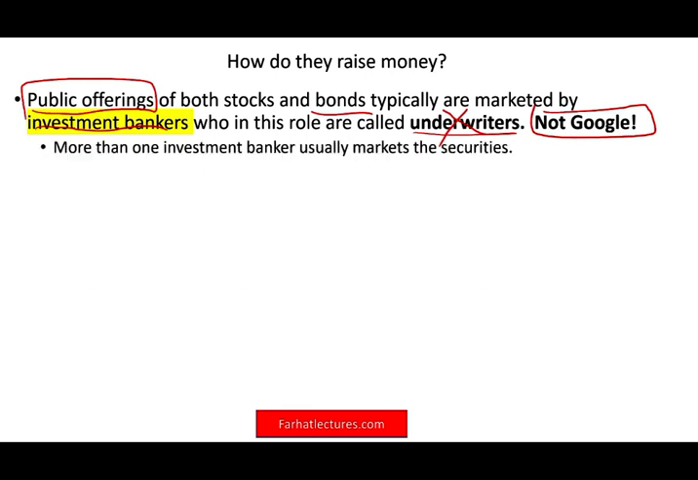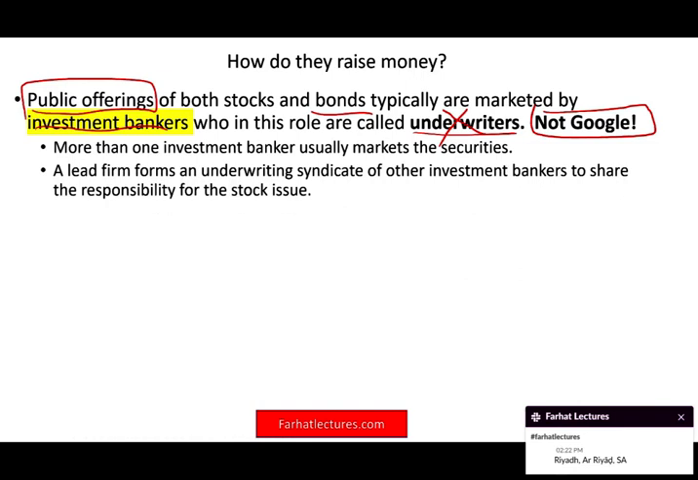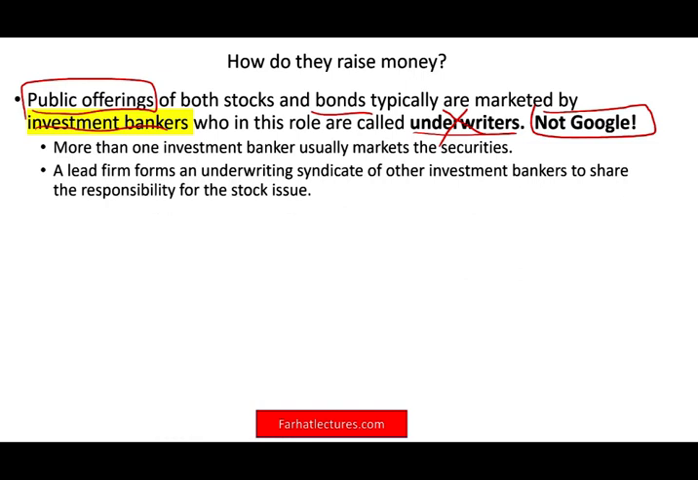Okay. You could have more than one investment banker marketing the securities, because not one specific underwriter would like to take on selling all the shares. What if they could not sell them? There are specific rules for that. So what they do is form a syndicate: a lead firm of an underwriting syndicate of other investment bankers to share the responsibility for issuing the stocks. Again, you don't want to take this over by yourself. You want to have other people helping you.